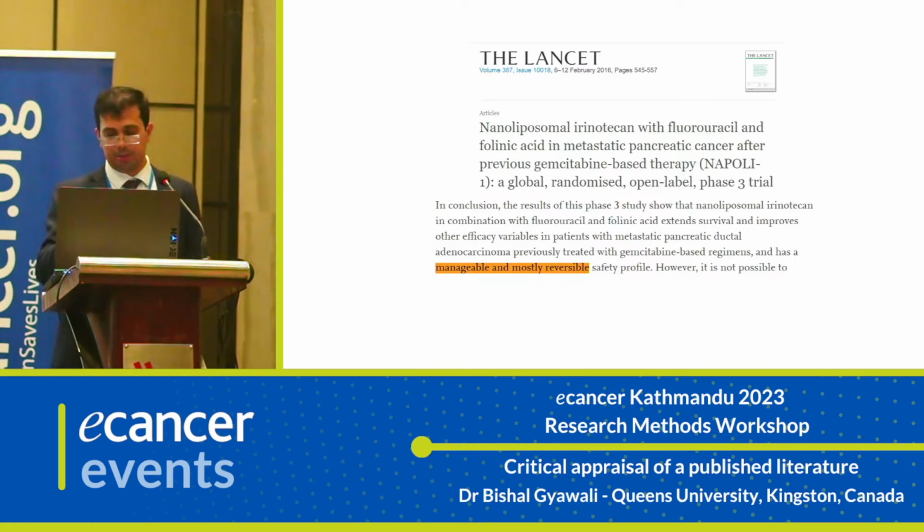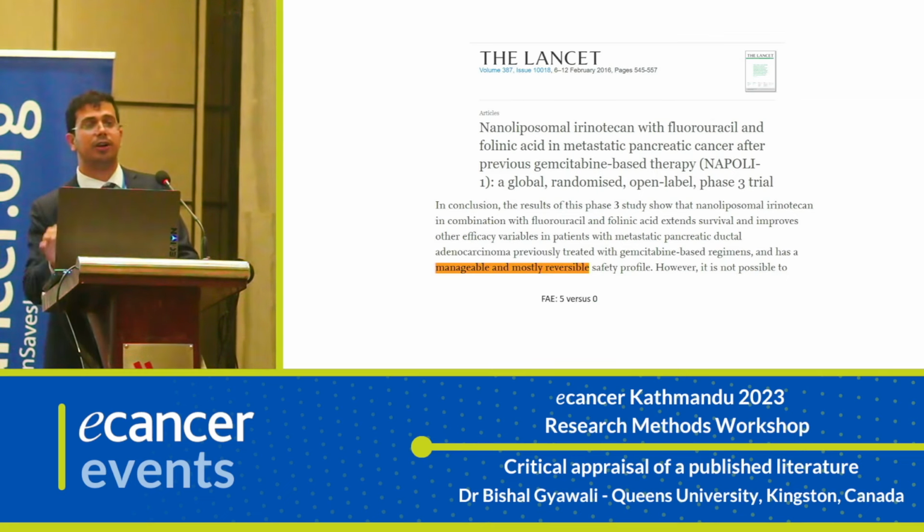I'm citing this example because this is so interesting. It says mostly reversible. What do you understand by reversible? It means you can reverse the side effects, right? Manageable, you can manage the side effects. But if you look at the exact data, fatal adverse event was 5 versus 0. That means 5 people actually died from side effects. If someone died, how can you reverse that? By definition, it's not reversible. And if it was manageable, they would not have died.